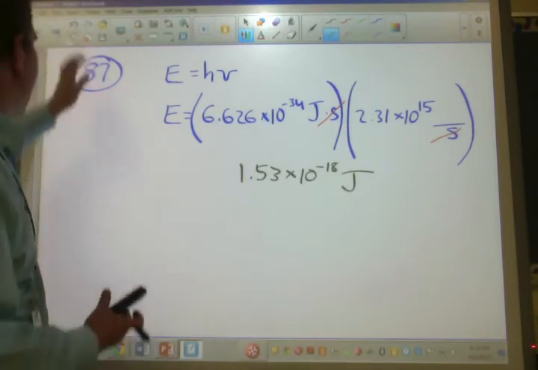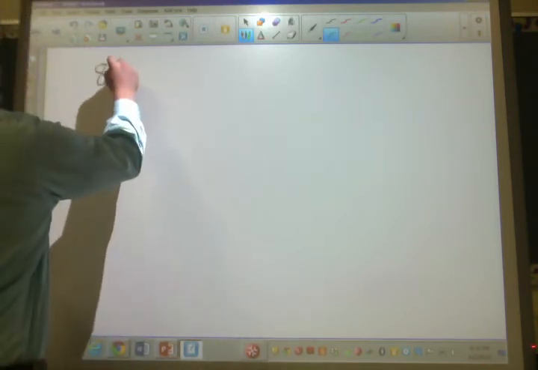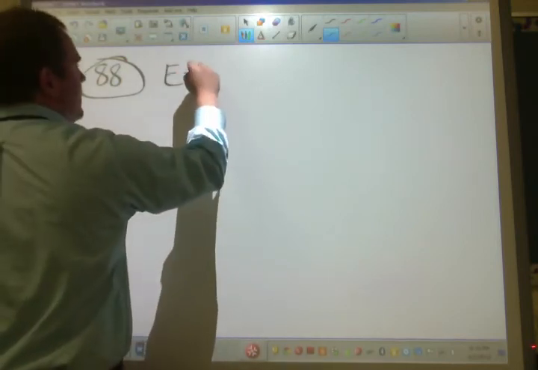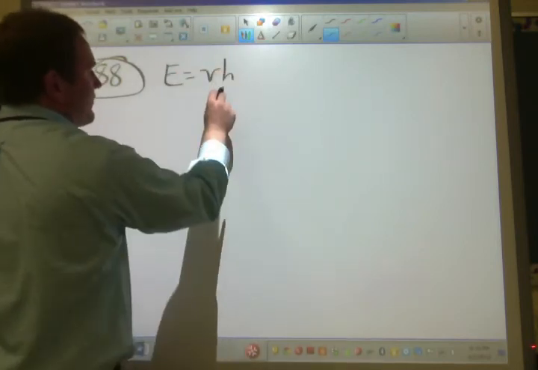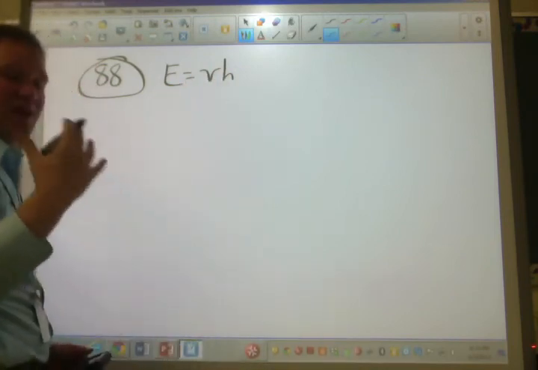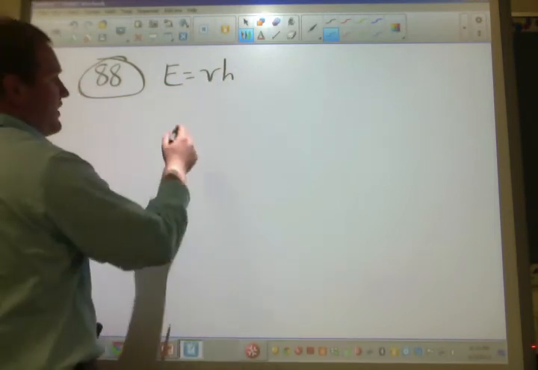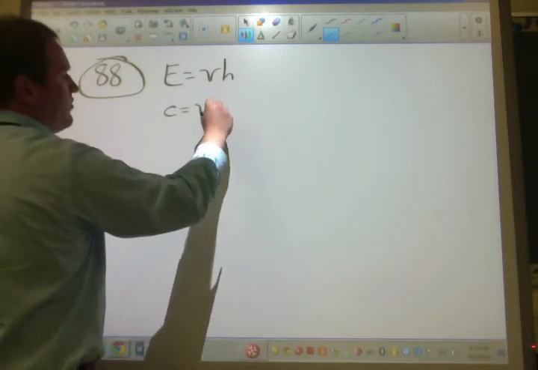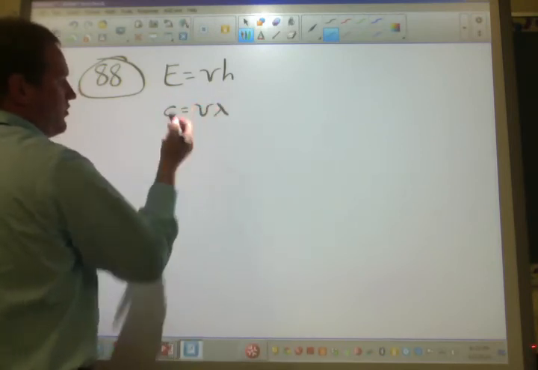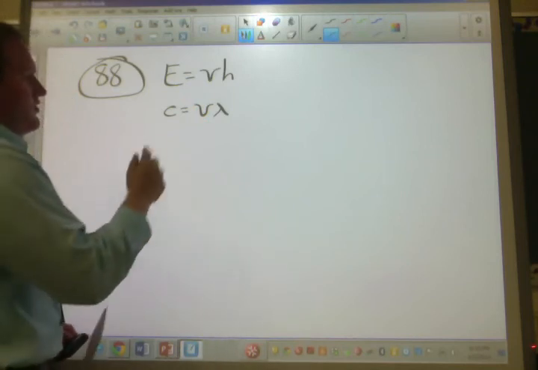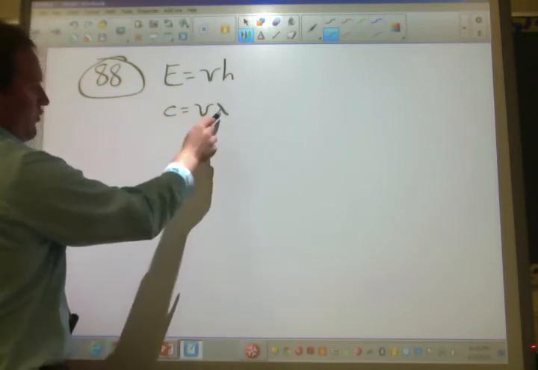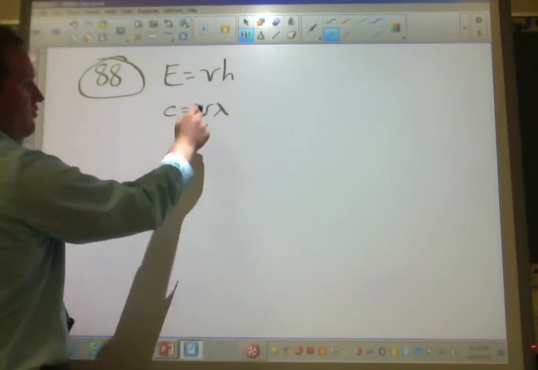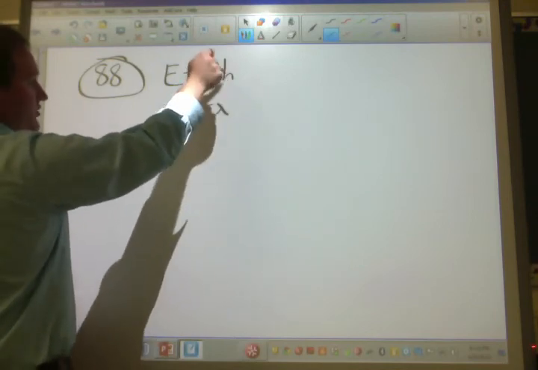Okay, so this is going to be a two-step problem. Well, the formula I need for energy, E equals Planck's constant times frequency. Well, I'm not given frequency. I'm given wavelength. So our other formula we're going to use is c equals lambda nu. So basically I'm going to plug in my value for wavelength. I know c, so I'm going to get this value for nu. Plug that value in here. I know h, so that gives me E.